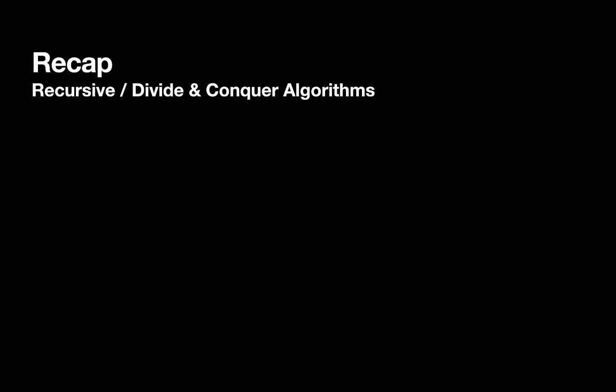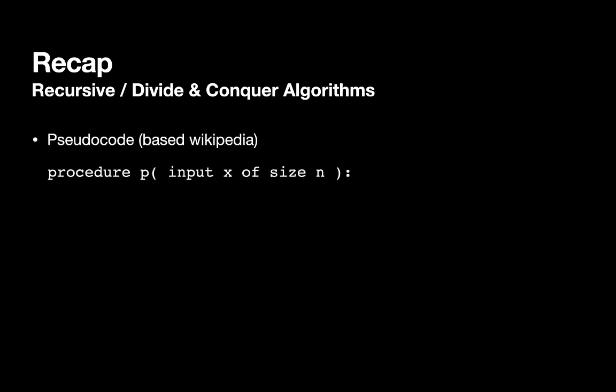Let's do a quick review of the master method and talk about some of the limitations that exist. So first of all, we've been applying this to methods that are recursive, and typically they have the divide and conquer algorithmic style. In pseudocode, based roughly on the Wikipedia example, we've got some sort of a procedure.